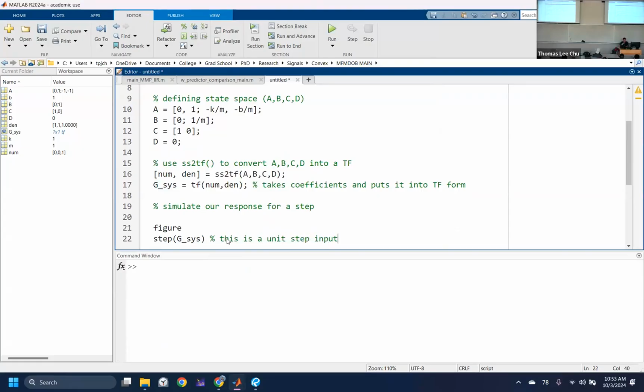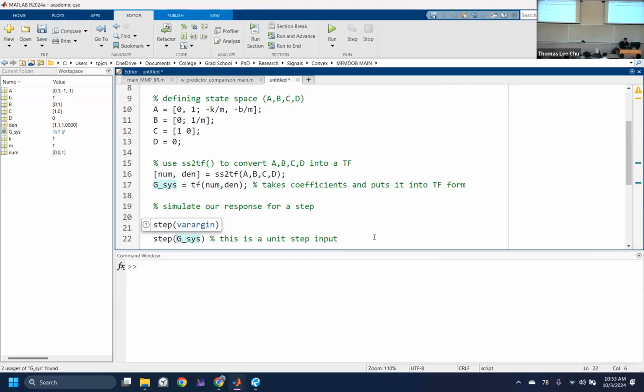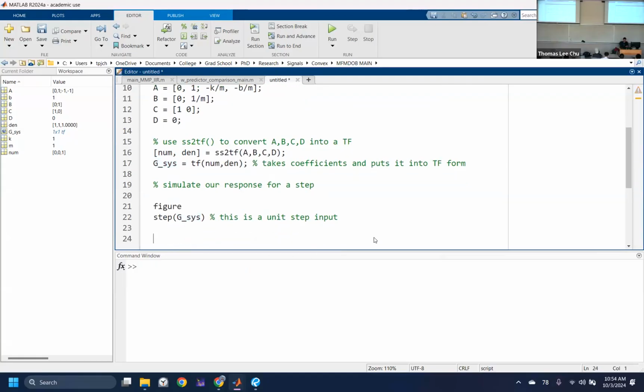Now, if we want a non-unit step input, all you have to do is multiply. If I want a 5-step input, I just multiply this by 5. So it's no longer a unit step, but you can see it's now 5 times bigger. It scales like that because it's a linear operation. Okay, so that's a way to simulate it.